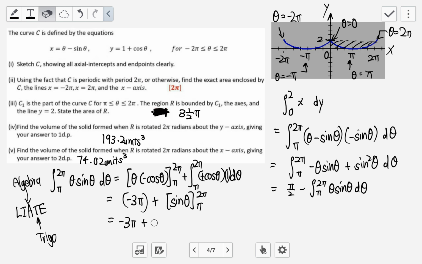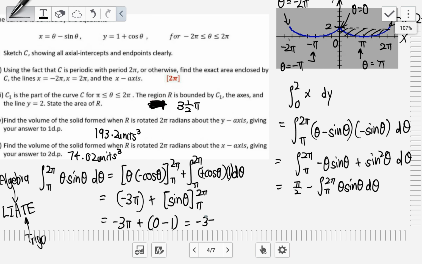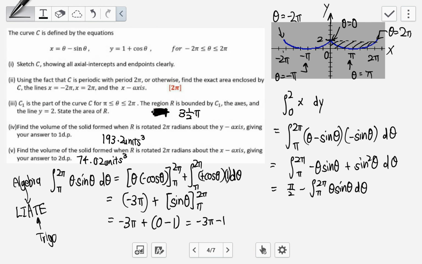Wrong. Sine 2 pi is 0 and sine pi is 1. So I have it here: minus 3 pi minus 1. That means the entire thing is minus 3 pi minus 1. So I have equals to pi over 2 minus 3 pi minus 1.